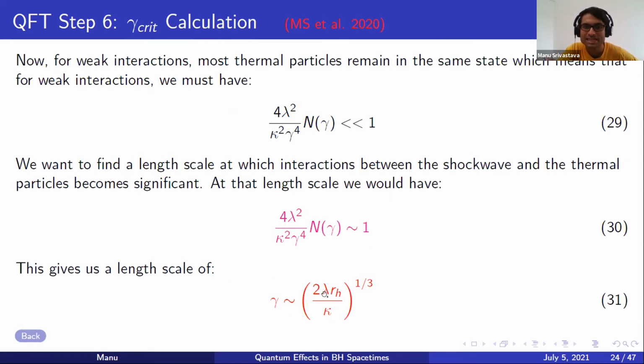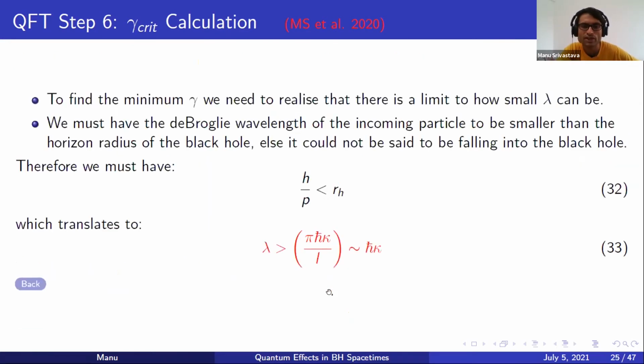And here lambda is actually related to the momentum of the incoming massless particle. To fix this momentum, we use a very heuristic argument where the de Broglie wavelength of the massless particle should be less than the black hole radius. Otherwise, in normal wave mechanics, if the de Broglie wavelength is much larger than the black hole radius, then there may not be any effective interaction.